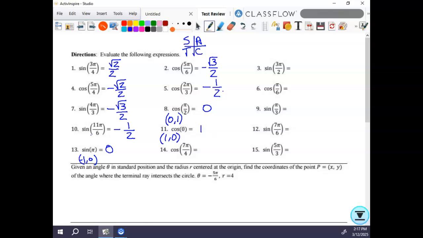7 pi/4, what quadrant are we in? Fourth. Cosine is what? Positive. And what's the cosine of pi/4? Very good. Okie dokie. 3 pi/2, what quadrant?